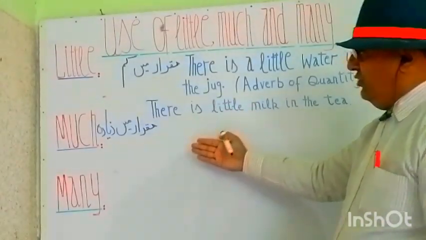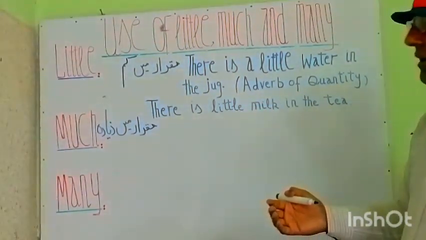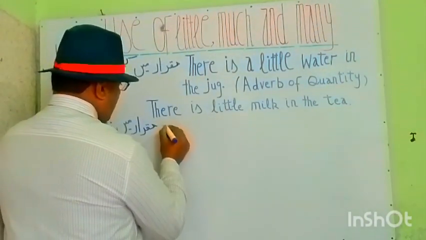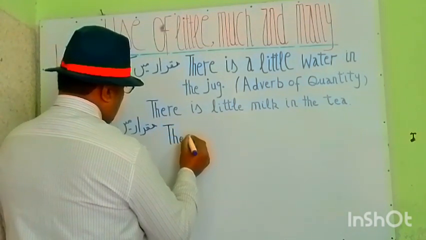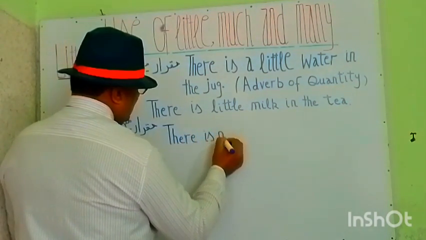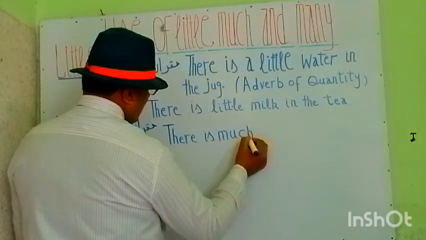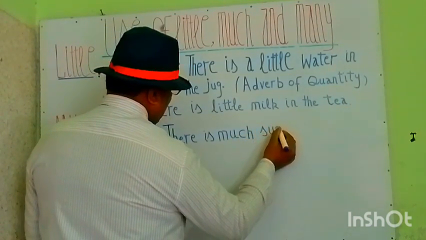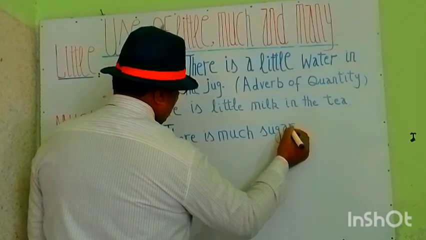ठीक है, let's use it in a sentence. आइए much का इस्तेमाल जुमले में करते हैं. Let's see. You see my students. Here we write: There is much sugar. M-U-C-H. Much. S-U-G-A-R. There is much sugar in the pot.